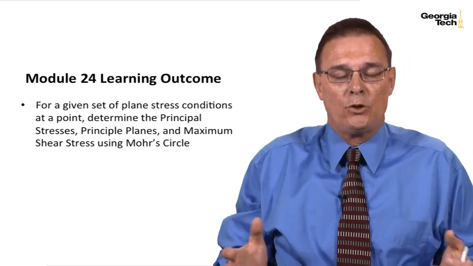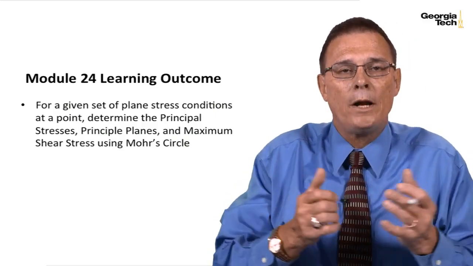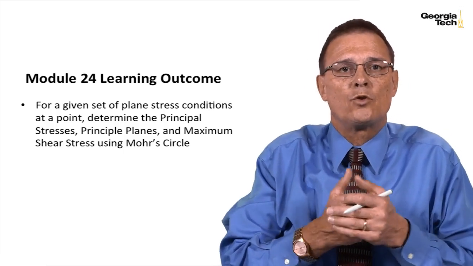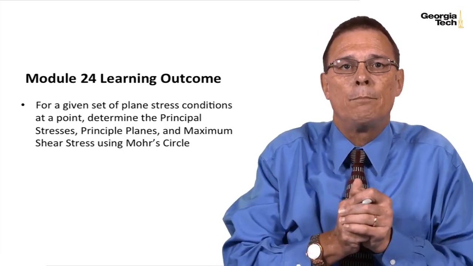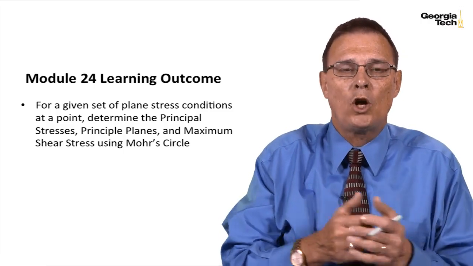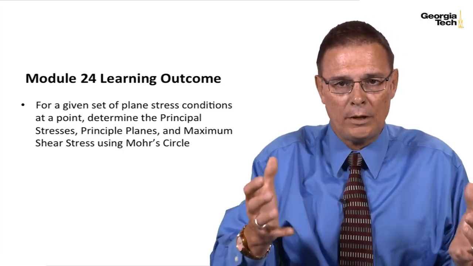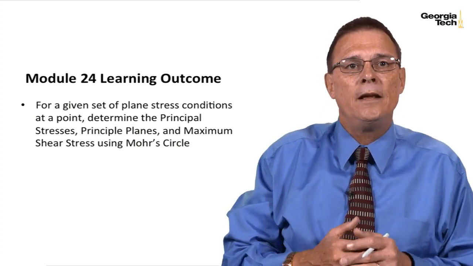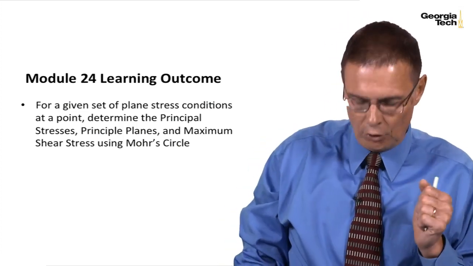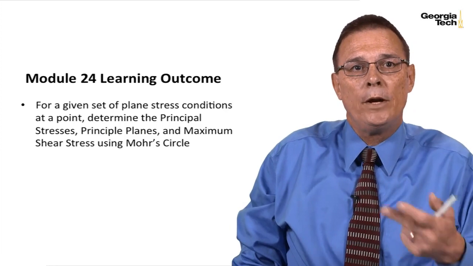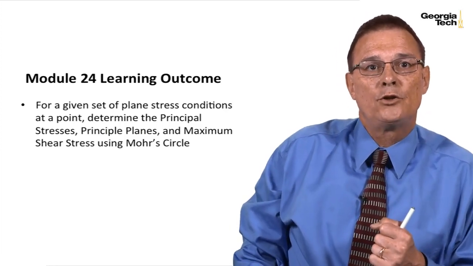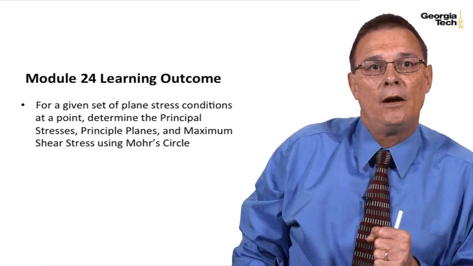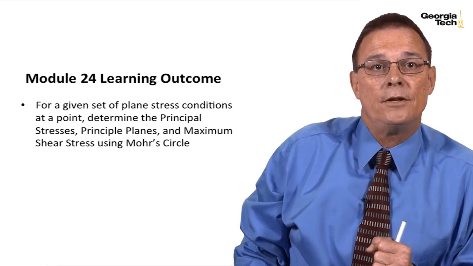For the last few modules, we've done quite a bit of math to come up with the stress transformation equations in plane stress conditions, and we showed that those relationships and equations could be graphically portrayed in something that we call Mohr's circle. And so today we're going to use Mohr's circle to determine the principal stresses, principal planes, and maximum shear stress for a given set of plane stress conditions.